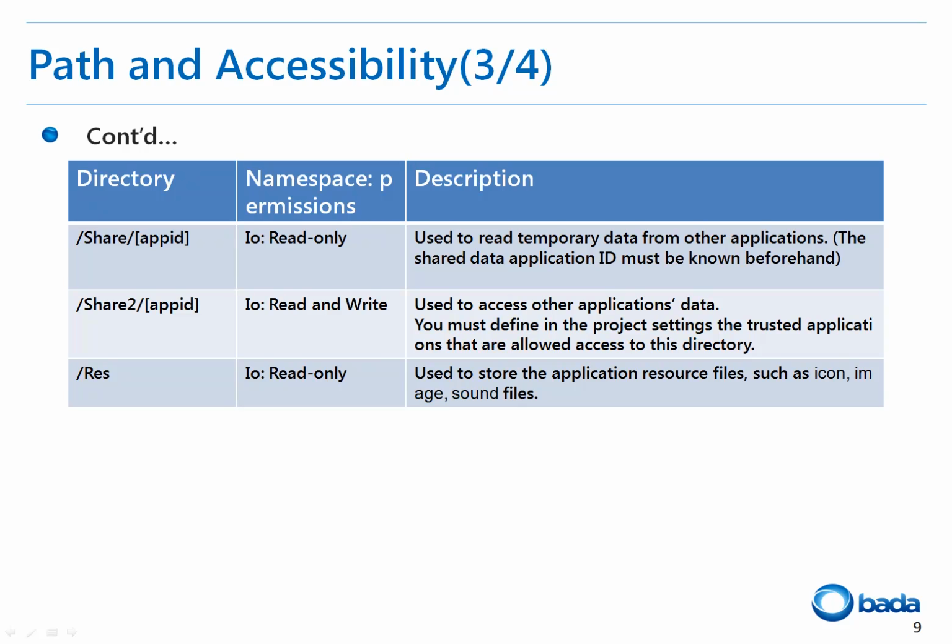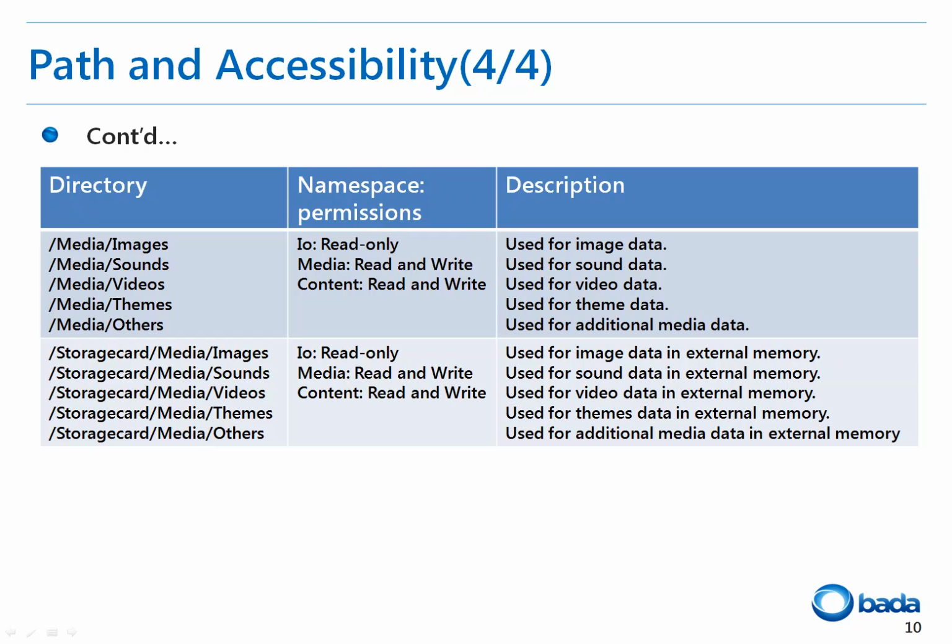The /res directory holds all the application resource files, such as the icons, images, sound files, etc. Applications have read-only access to all the files under this directory. System media files, such as images, sound, and video files, are kept in media directories, prefixed with /media/ and/or /storagecard/media/. The prefix /storagecard/media/ represents the media folder on the external memory card. The I/O namespace only has the read-only access to these folders, whereas the media and content namespaces have read and write access to these folders.